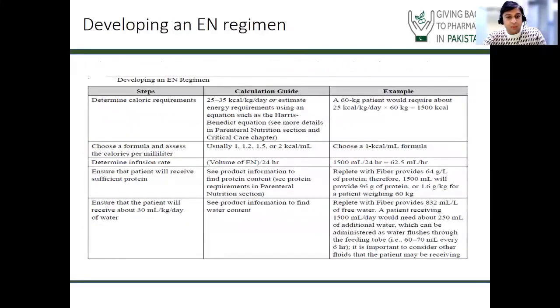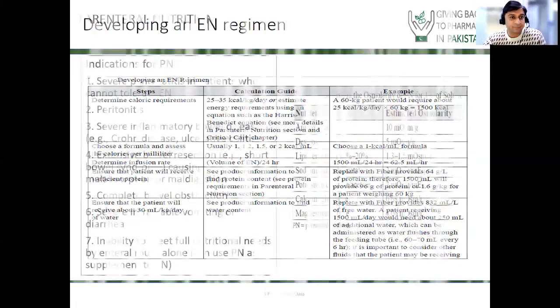So how do we develop the feeding regimen? As we discussed, there are two formulas. One is 1 kilocal per ml, another is 2 kilocal per ml. You calculate the total calories and then you divide this formula into different portions and give either in the form of pulses or in the form of continuous feeding.